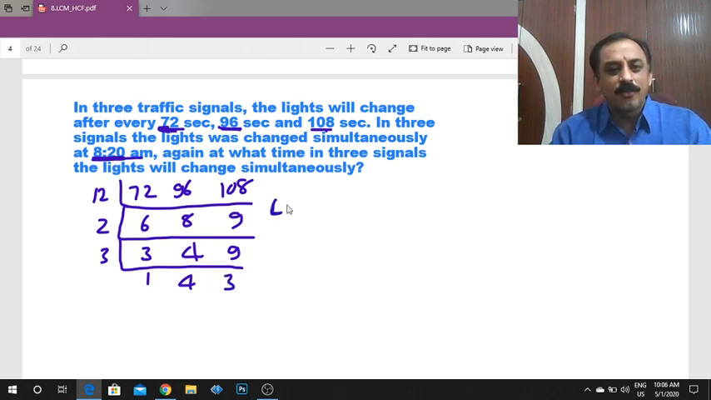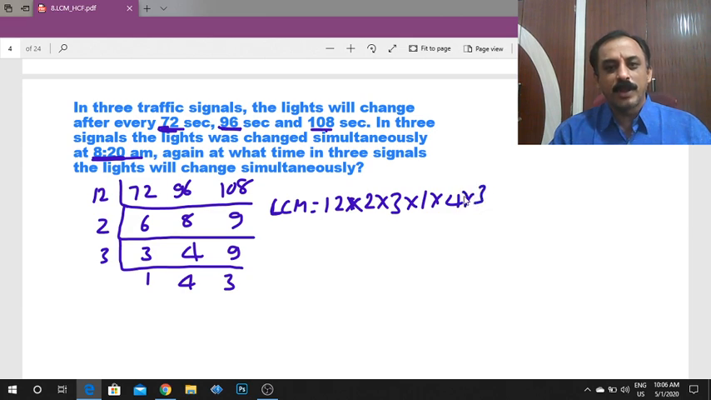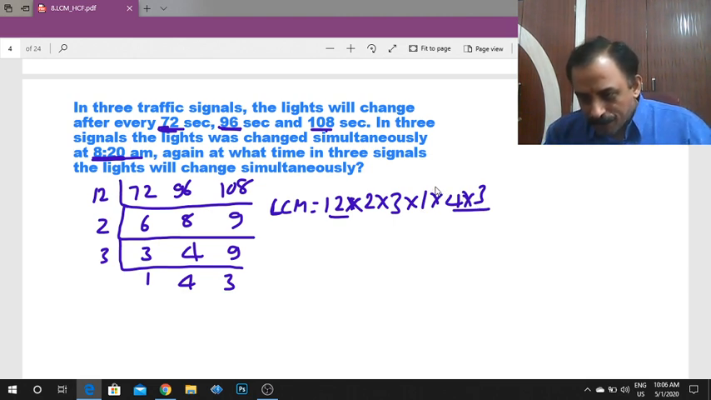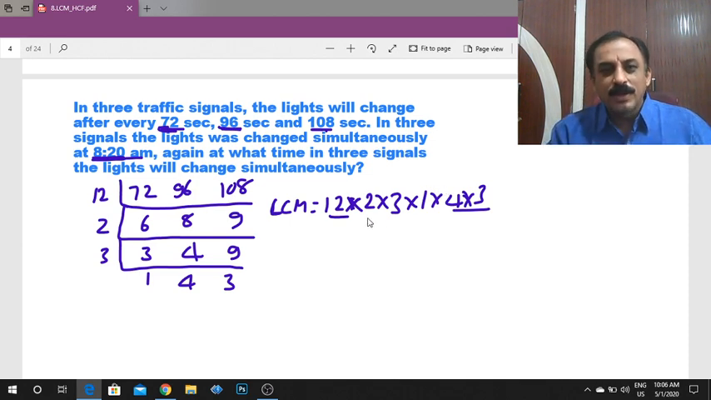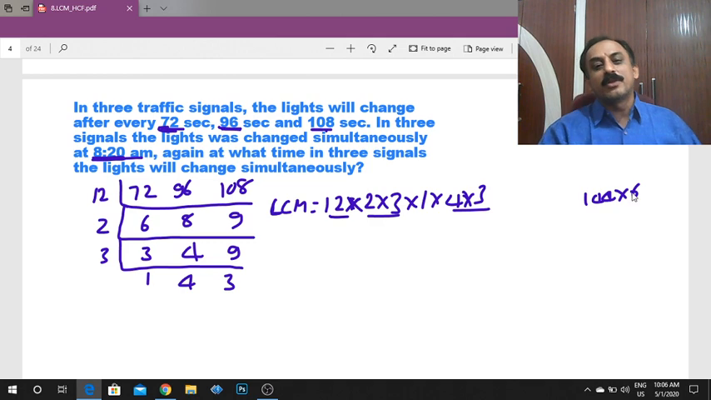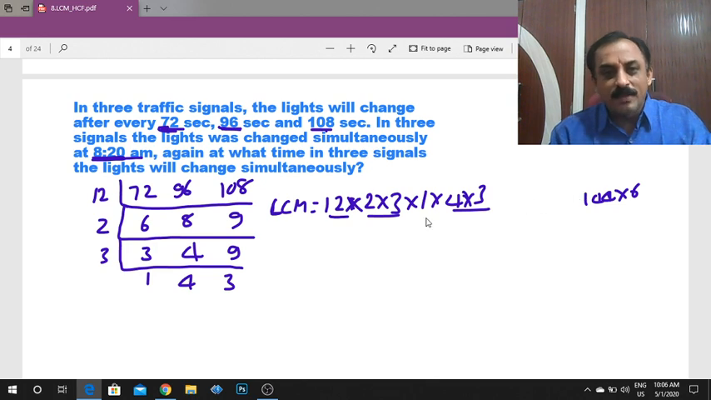Now what is the LCM of these three numbers? It is 12 into 2 into 3 into 1 into 4 into 3. 12 into 4 into 3, 12. 12 into 12, 144. So 144 into 2 into 3, 6. So 144 into 6. 144 into 6: 140 into 6, 840. 4 into 6, 24. 840 plus 24, 864.